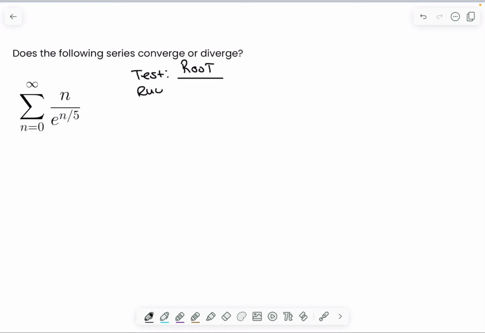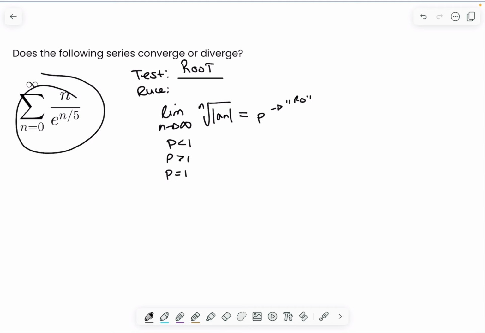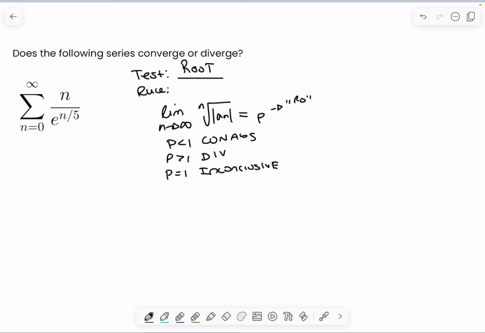So the rules for the root test are based on the limit as n approaches infinity of the nth root of the absolute value of your sequence, and that's equal to a limit, or at Rutgers we call that rho. So if rho is less than 1, this series converges absolutely. If rho is greater than 1, the series diverges, and if it's equal to 1, then the test is inconclusive, which means try another test.